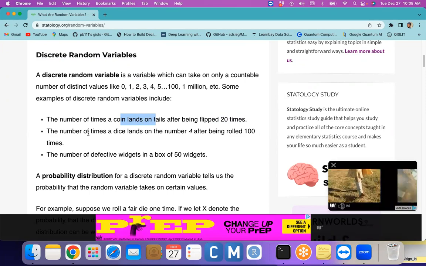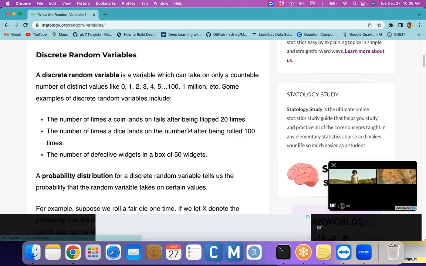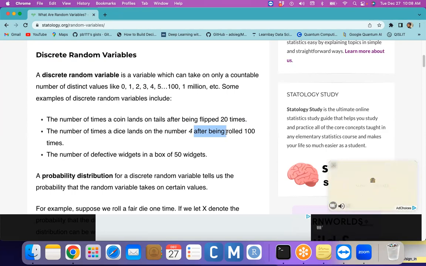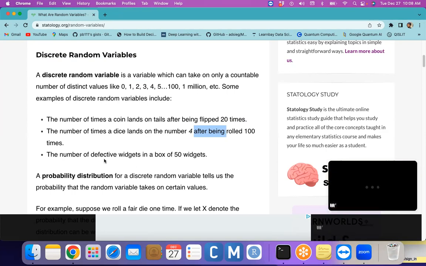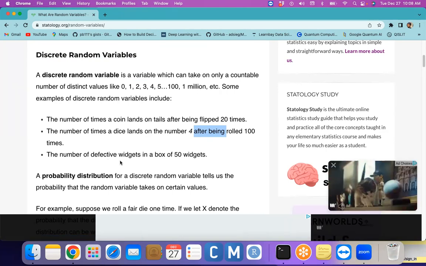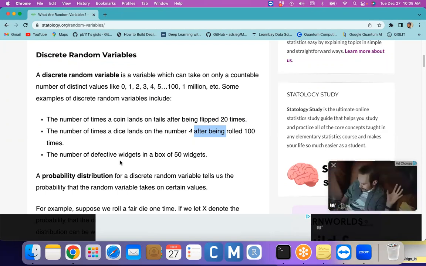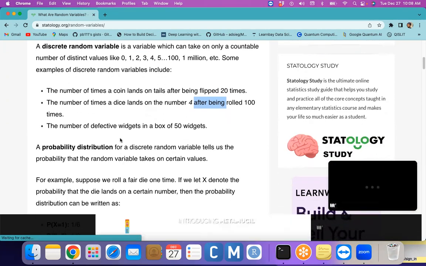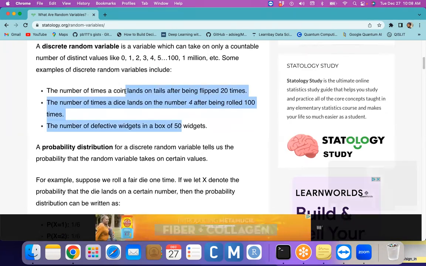Okay, the number of times a die lands on a 4 after being rolled 100 times. You rolled 100 times and you want to count how many times the 4 has appeared. Okay, the number of defective widgets in a box after 50 widgets. So you have a box containing 50 widgets, and out of that, what could be the number of defective ones? So there we are getting some kind of count.